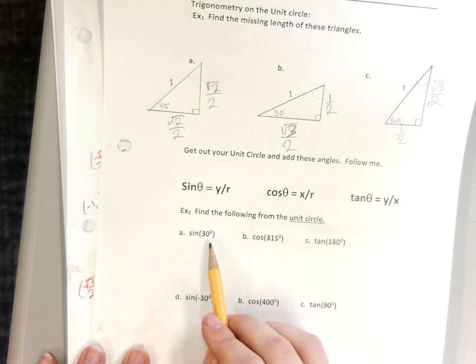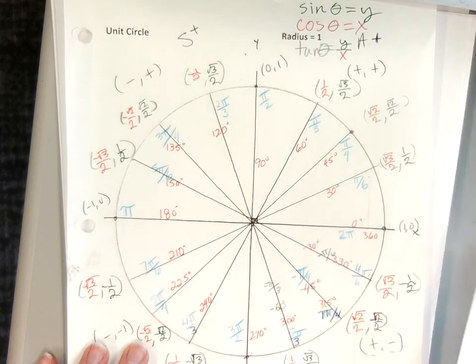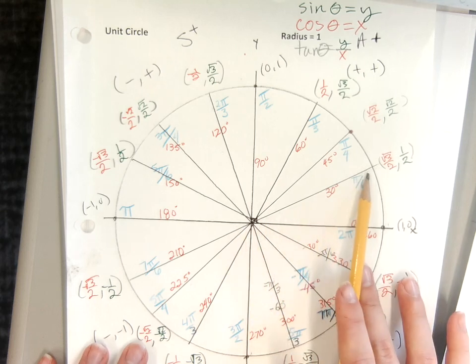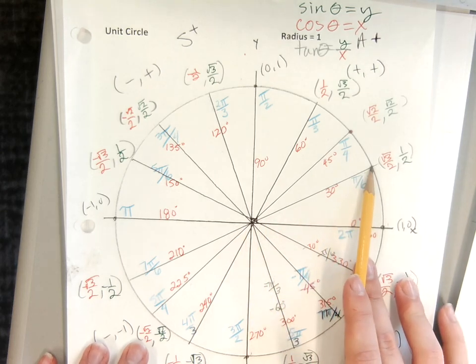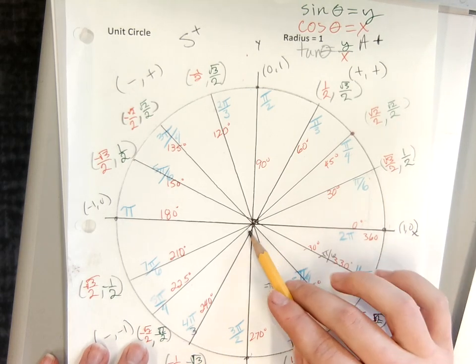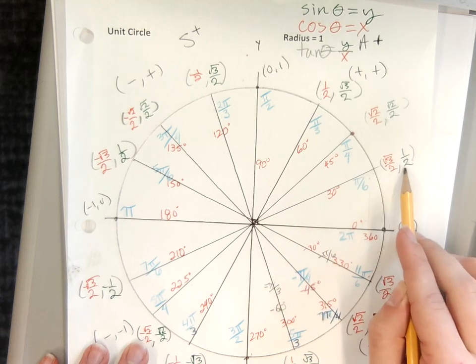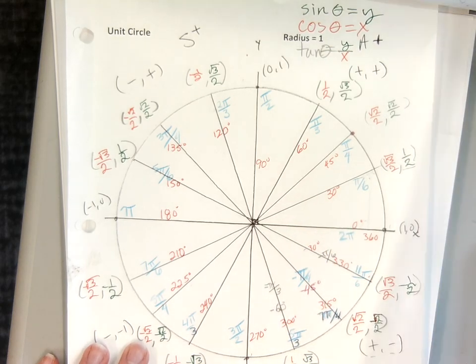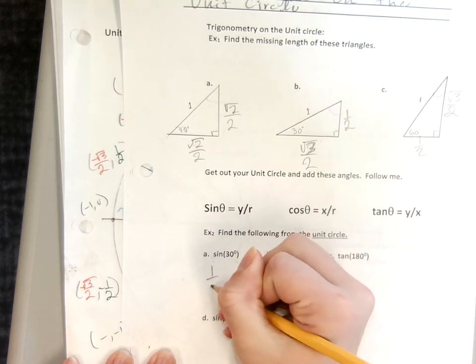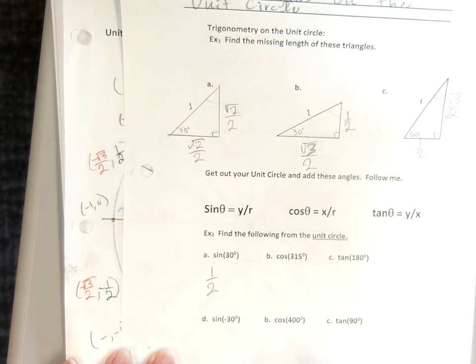So we have sine of 30. On the unit circle we find 30 degrees is this line, and sine is the y value. So the y value of 30 is 1/2. So sine of 30 degrees is equal to 1/2. Your calculator will also give you that answer.